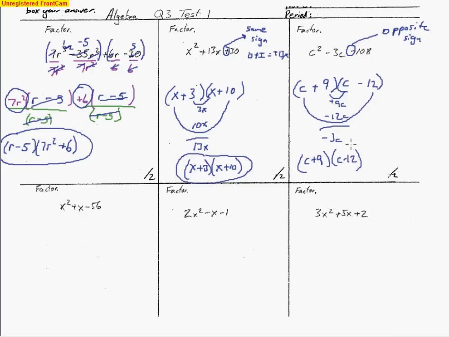Well, let's take a look at the next problem. Next one is similar in that we have another minus sign here. And so again, that tells us that we're dealing with opposite signs. One will be negative, one will be positive in order for us to multiply to make a negative 56.